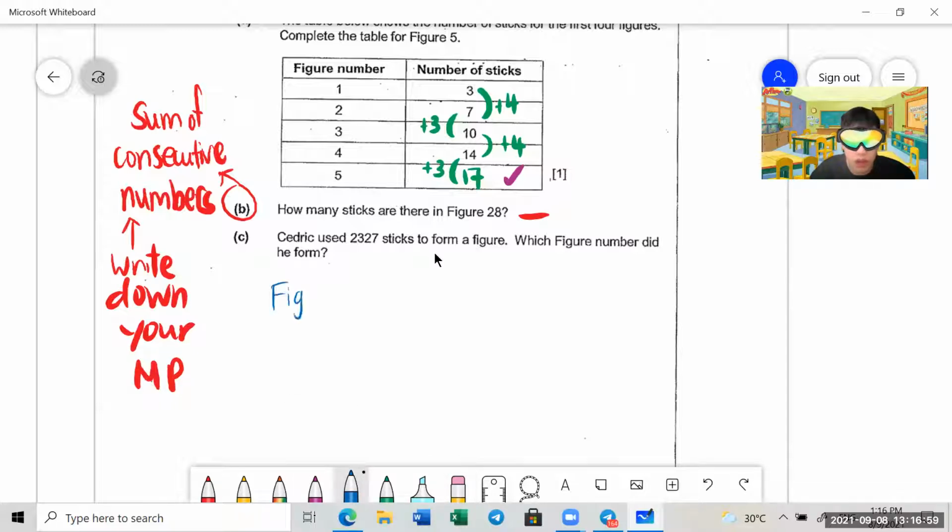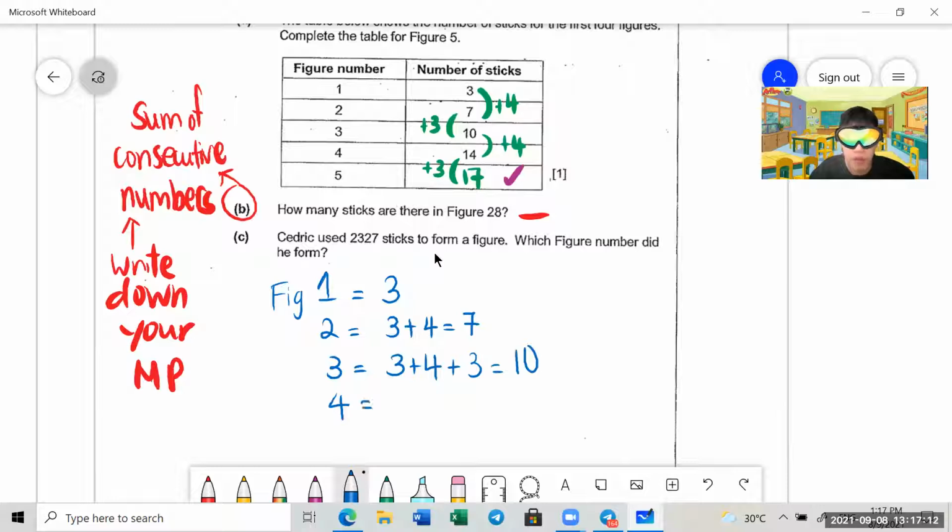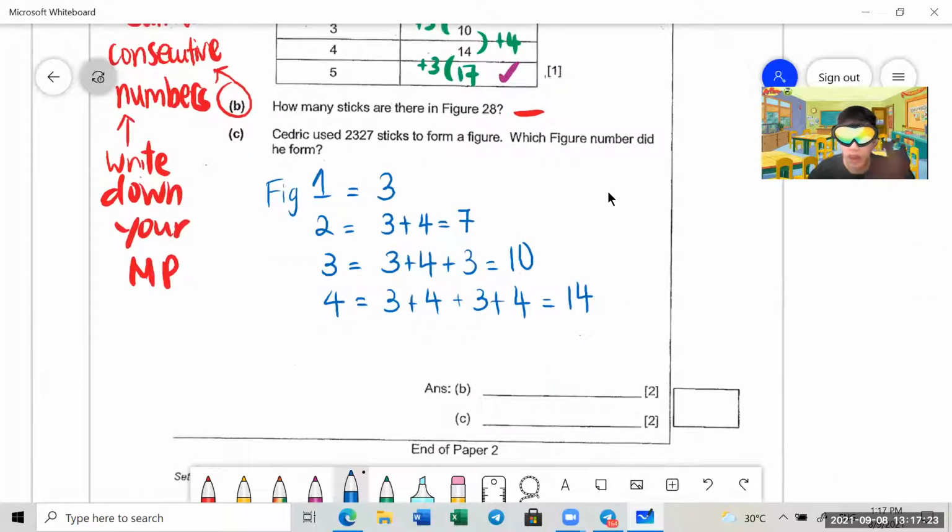Figure number 1, how do we get figure number 1? Figure number 1 is 3. Figure number 2 is 3 plus 4 equals 7. Figure number 3 is 3 plus 4 plus 3 equals 10. Figure number 4 is 3 plus 4 plus 3 plus 4 equals 14. And so on and so forth. Now, they are asking us for figure number 28. So you put three dots to show that I'm going all the way down to 28.